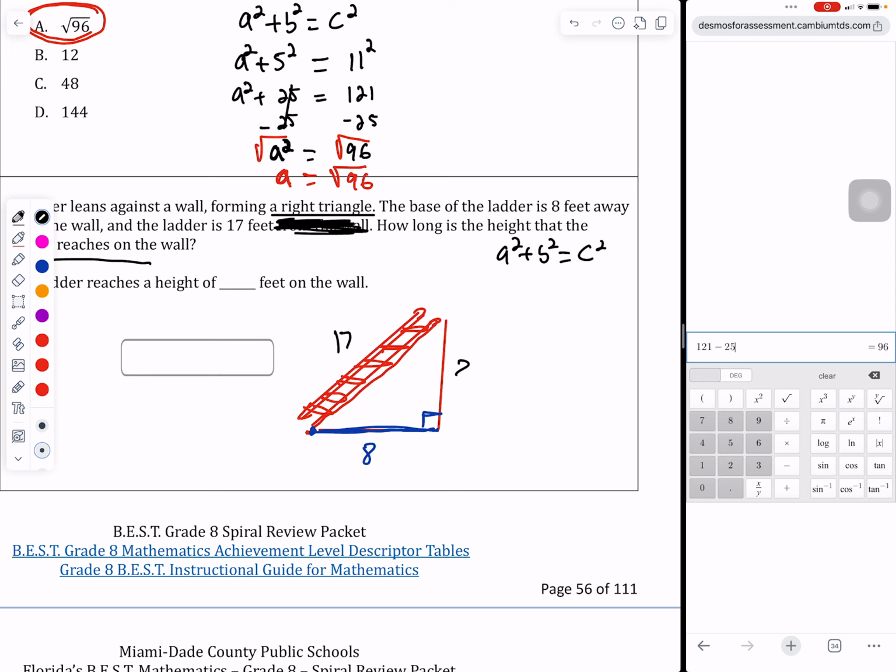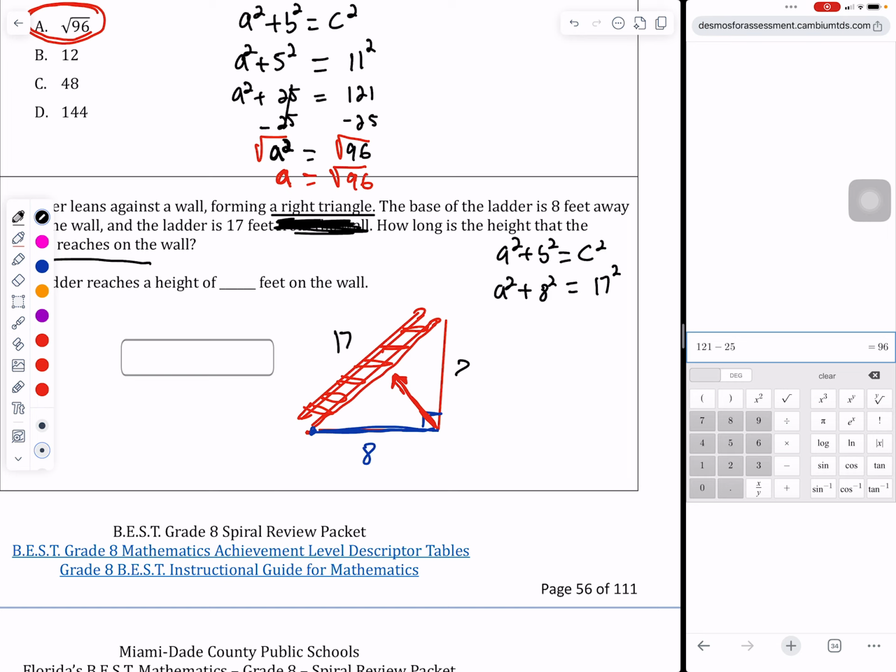Now I need to identify C. How did we identify C again? C is usually the longest side, and it's the length opposite the 90-degree angle. So I draw my arrow going opposite the 90-degree angle. Our C is 17. So 17 to the second power. Doesn't matter which one I make A or B. So 8 to the second plus 8 to the second power.